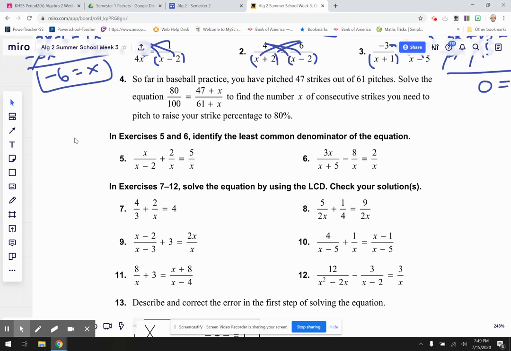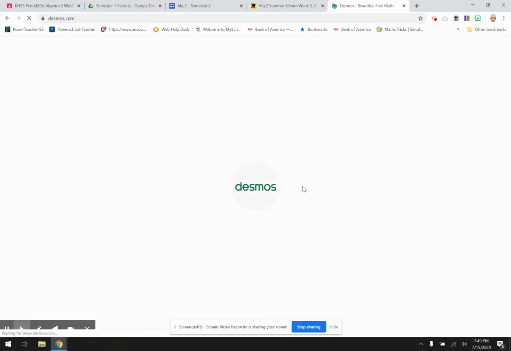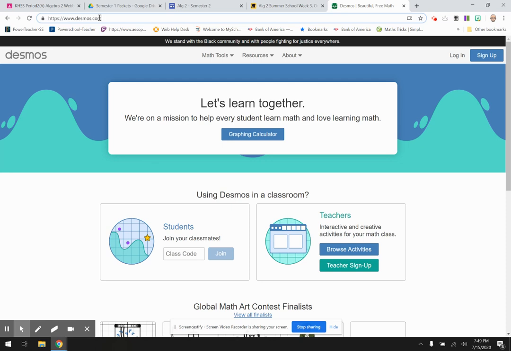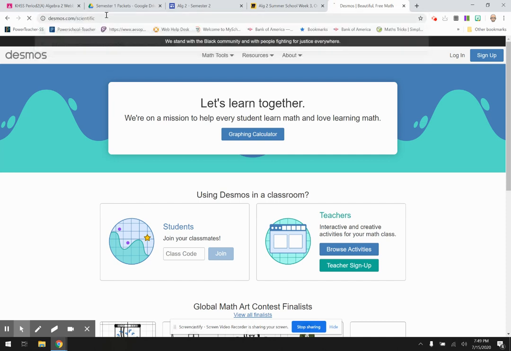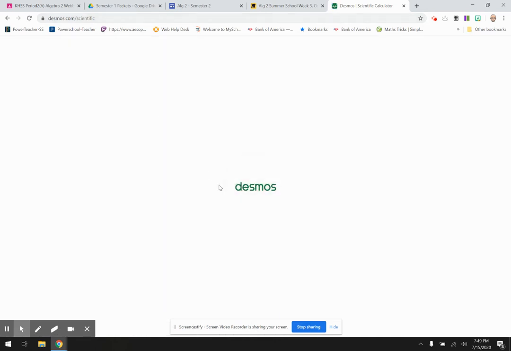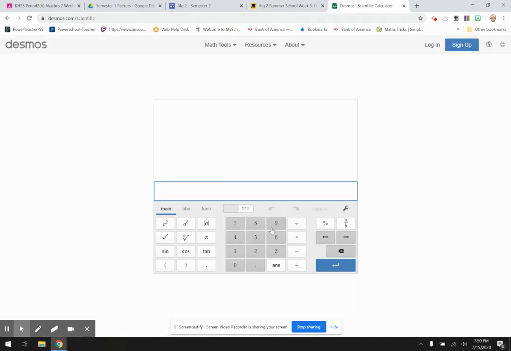So let's just see that we're going to distribute there. So we're going to want our calculator because 80 times 61 is a big number. So let's get the Desmos. Let's put /scientific. We want the actual scientific calculator because we're going to multiply 80 times 61. 80 times 61, you get 4,880.